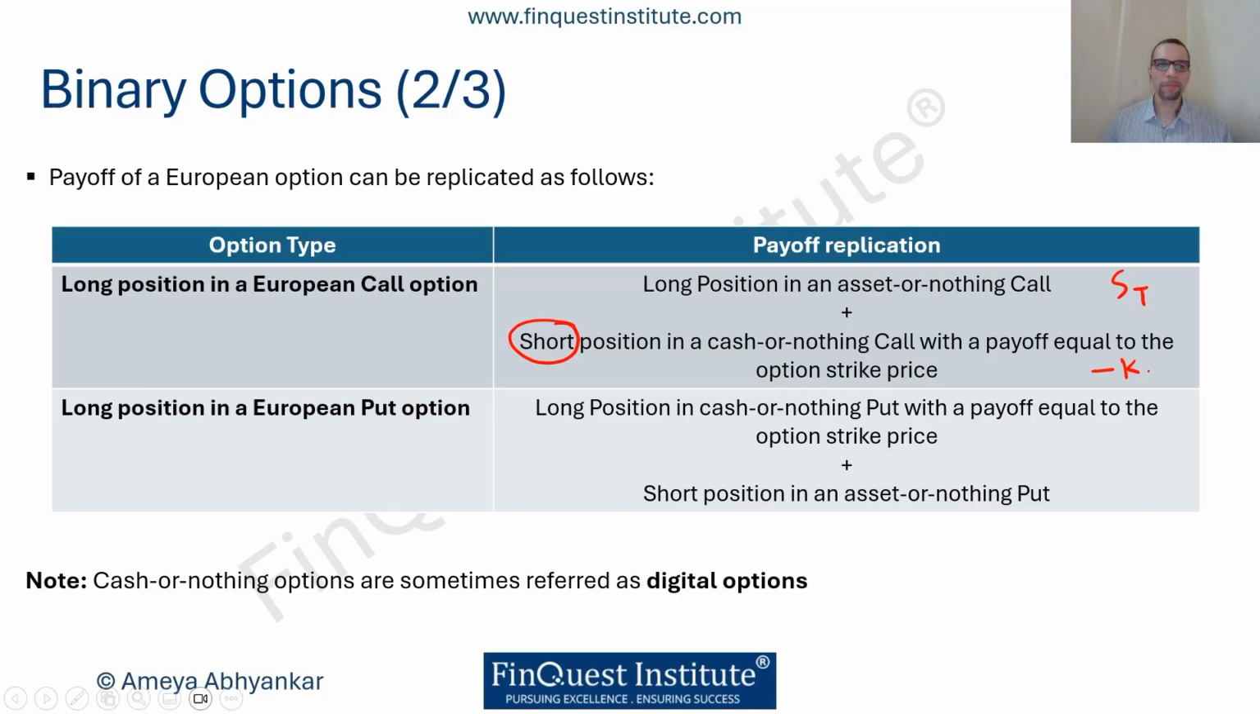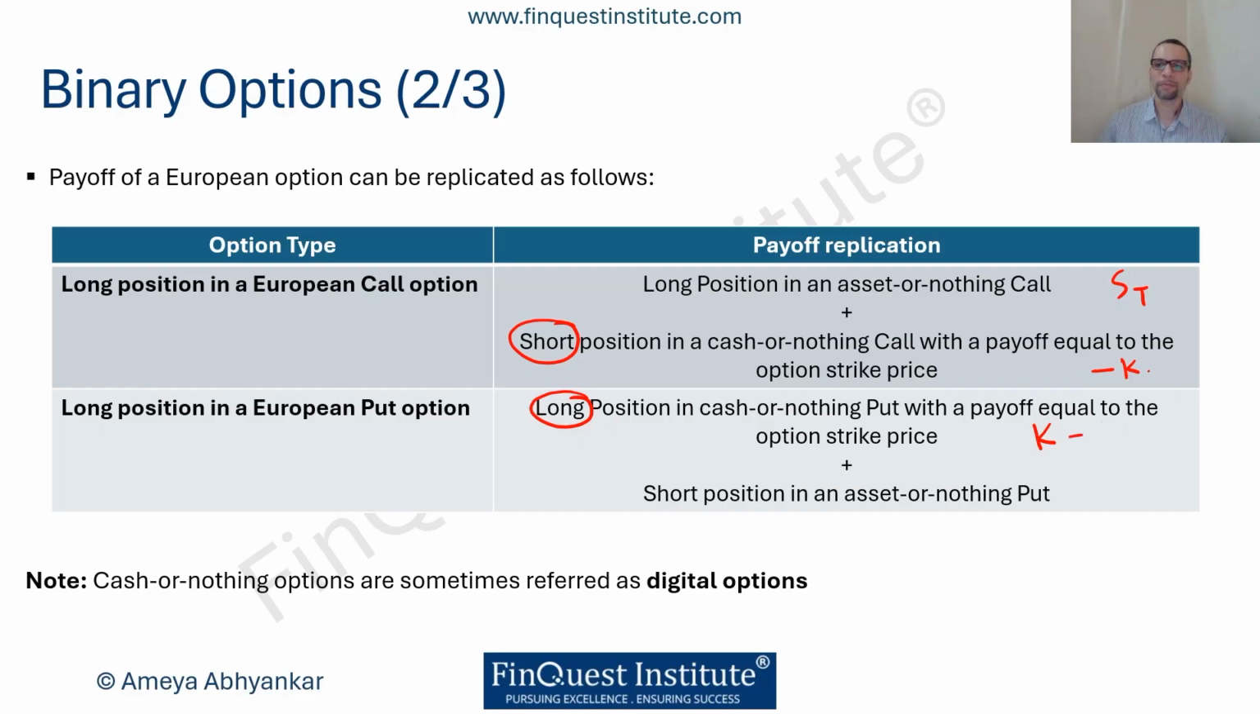Similarly, we can also replicate the payoff for a long position in a European put option. So how do we do that? This will involve combining a long position in a cash or nothing put with a payoff equal to option strike K. Again, this K will be positive because we are taking a long position, plus a short position in an asset or nothing put.